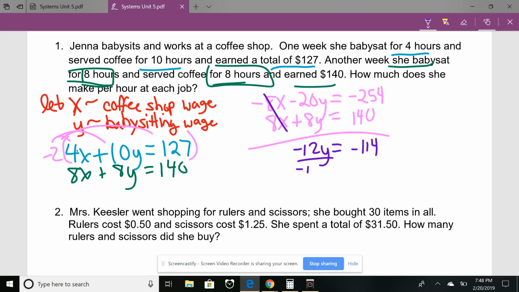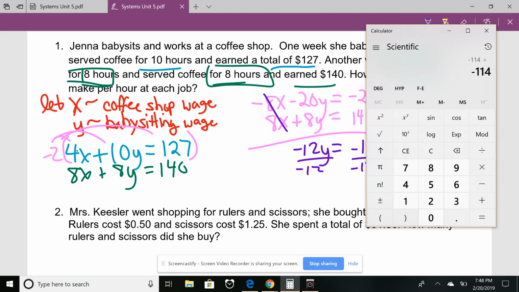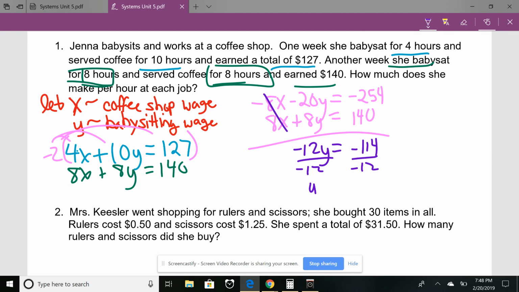Divide both sides by negative 12. And you get 9.5. It's okay to get a decimal. What does that actually mean? 9.5 means her babysitting wage is $9.50. That's how much she's making per hour babysitting.